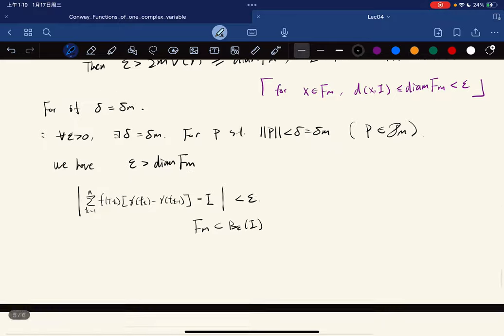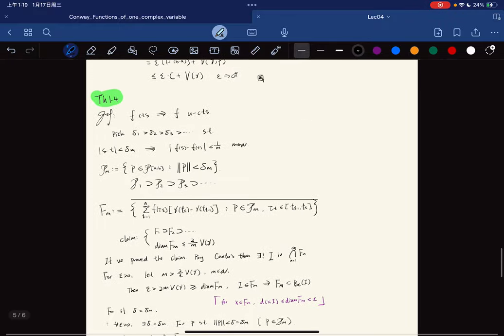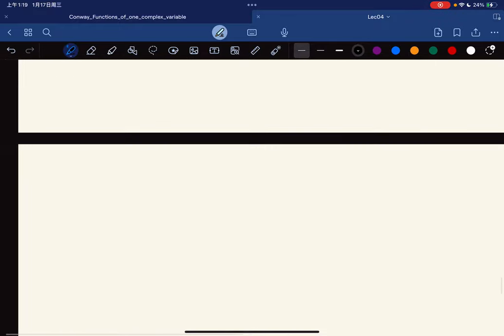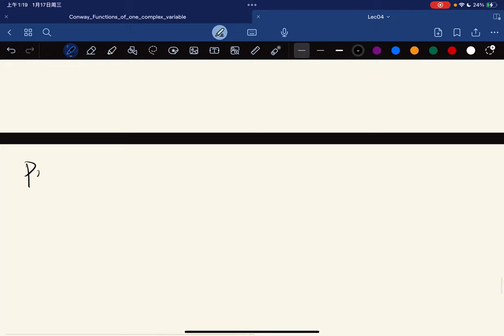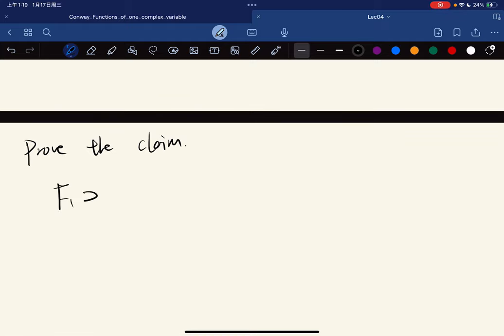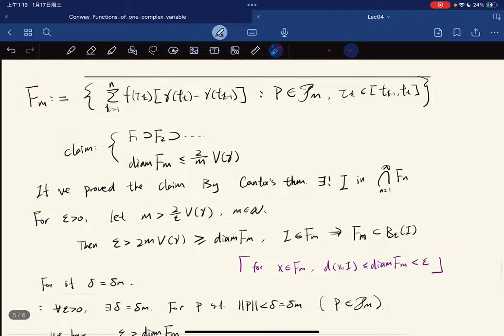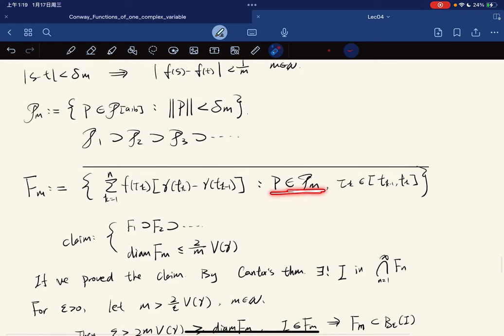So now let's just prove the claim. Each f is nested, since each P is nested. Let's just look at the definition of f, because P is nested and F and R are also nested.